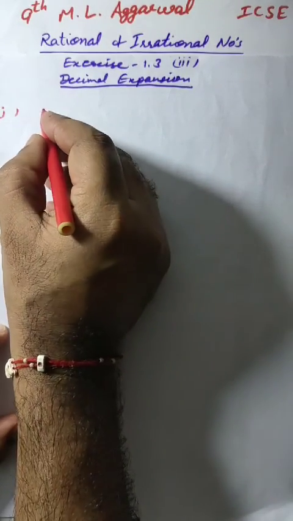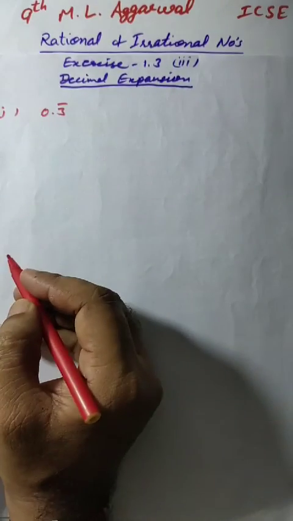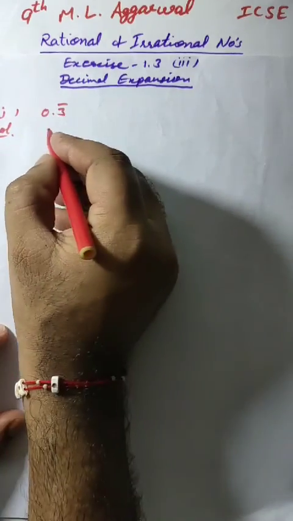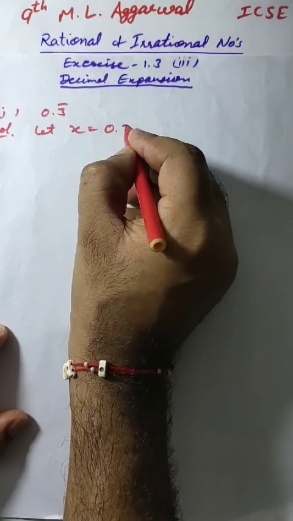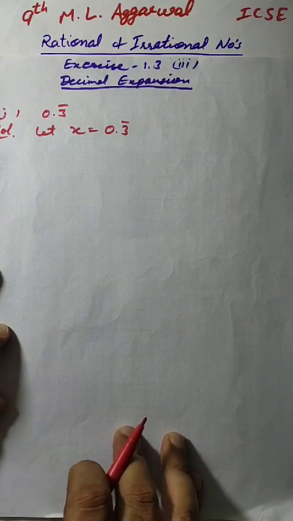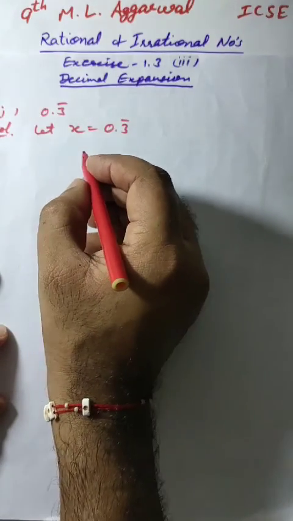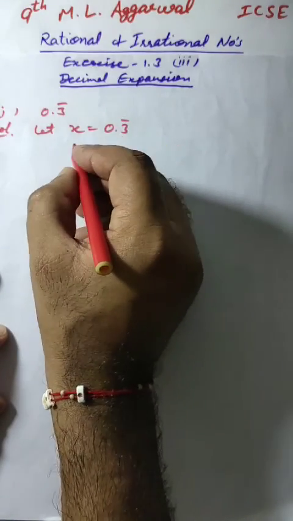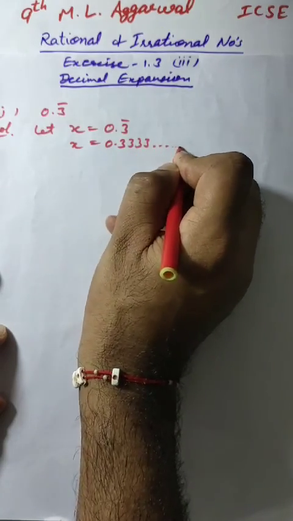We are given here 0.3 bar. Now we are to convert this into a rational number. Let us start the solution. Let x equal 0.3 bar. There is a bar on 3, that means 3 is repeating again and again. This makes the number non-terminating and repeating. So we'll expand it up to infinite.